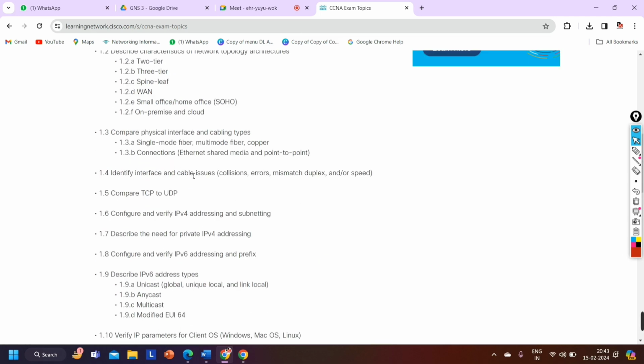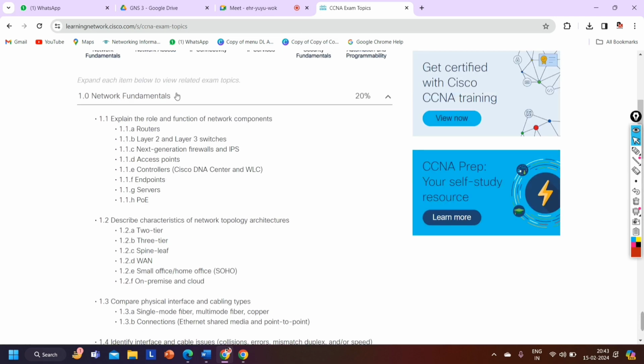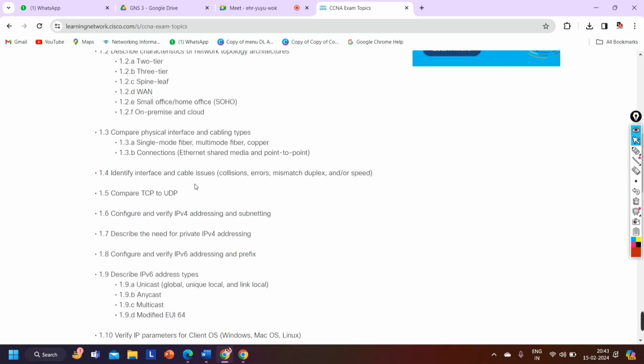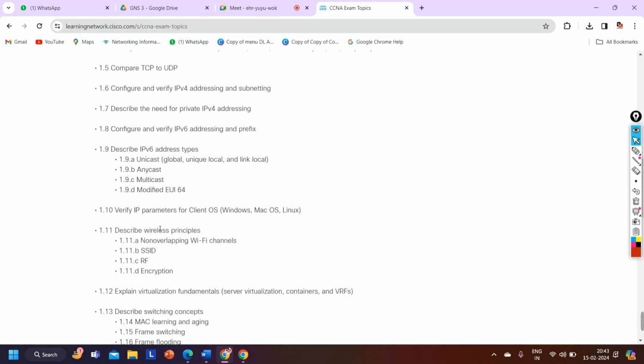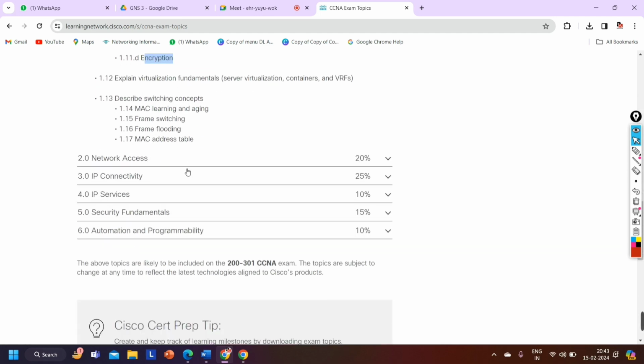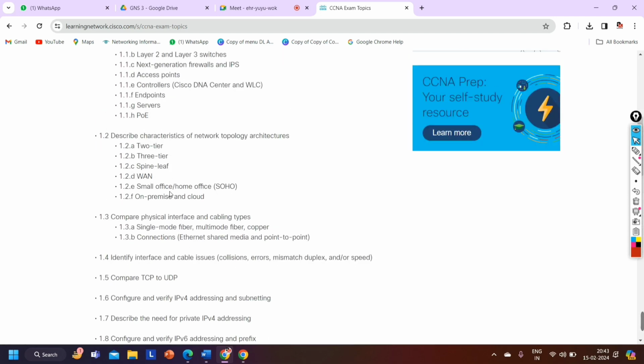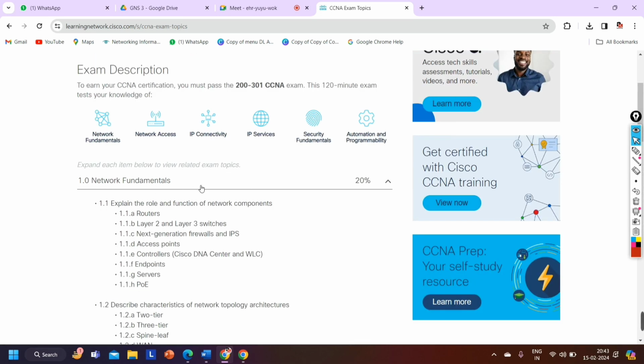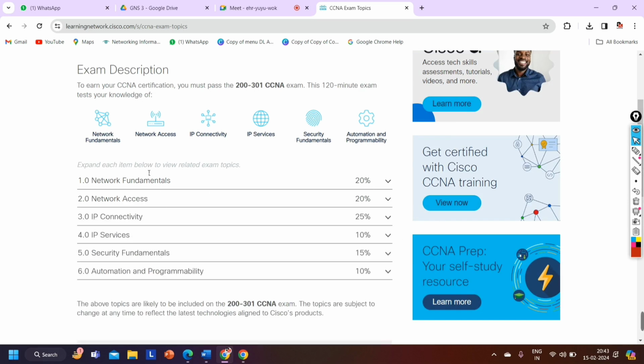So this is, guys, the basic first module, first section of CCNA 200-301. And then there are some more topics like non-overlapping Wi-Fi channels, SSID, radio frequency, encryption. If you are not familiar with these terms, then I think we should not discuss the syllabus now. I will discuss the syllabus later. First, let me finish the basic module and IPv4 addressing.